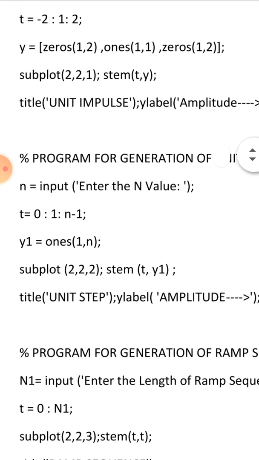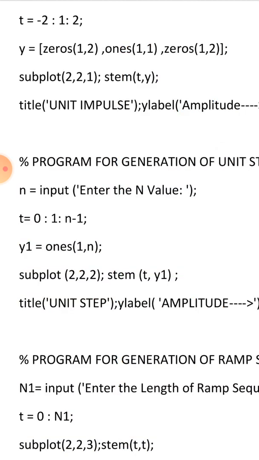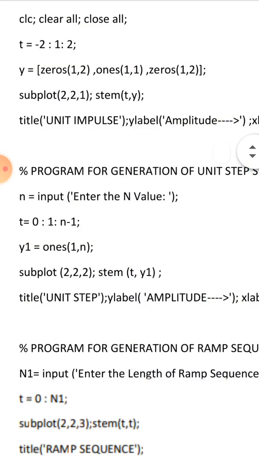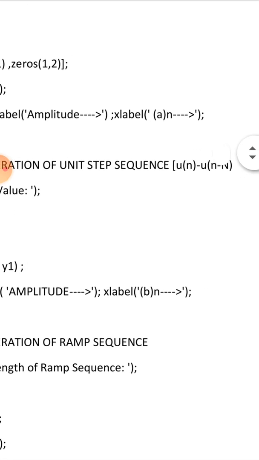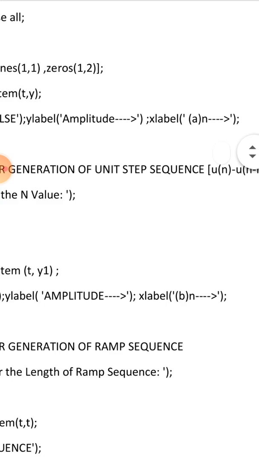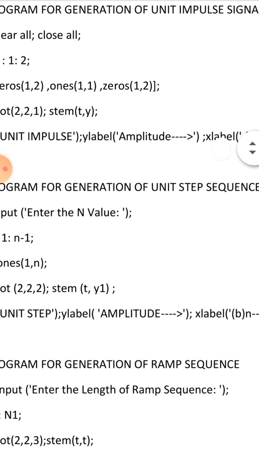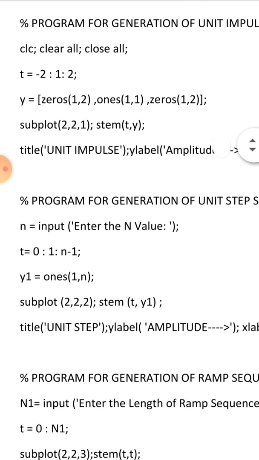And then we are going to plot the signal using the stem function, stem(t,y). So t is your x-axis and y is your y-axis. So the time limit is on the x-axis and your amplitude is on the y-axis. So now we are giving a title for your signal. Title of unit impulse and then ylabel amplitude and then xlabel. So for each axis you are giving a label. So this is how you plot your unit impulse function.